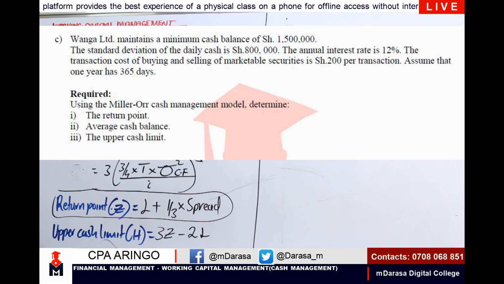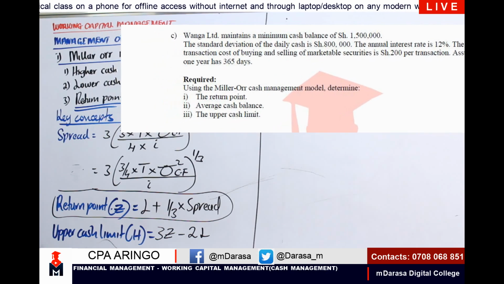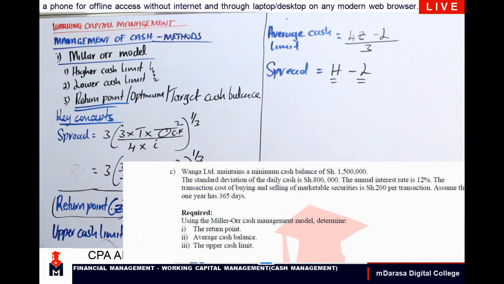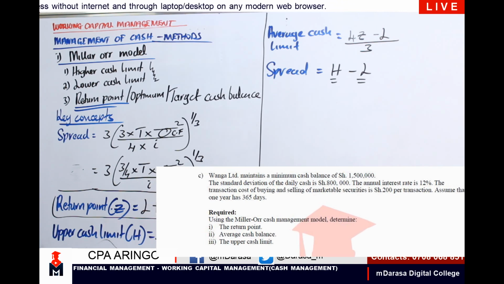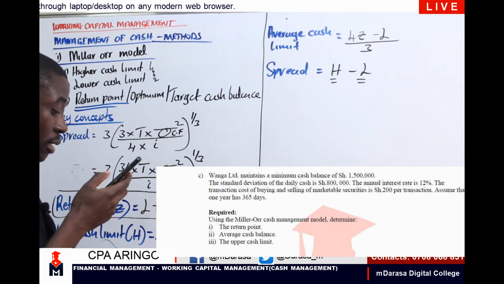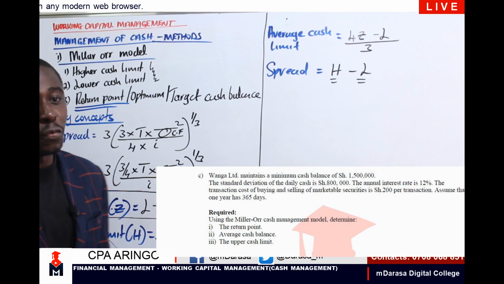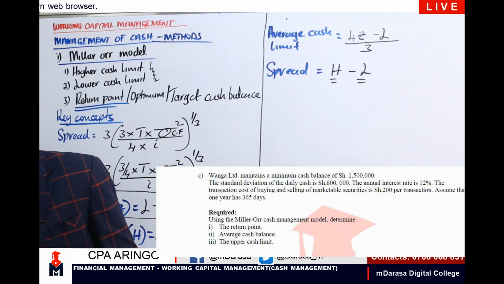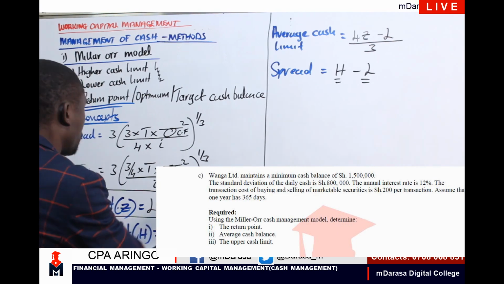Believing that you've downloaded the question, I can maintain this question of ours here, squeezing it down so that it's still visible to all of us. The first thing the examiner wants us to determine is our return point. Whenever you're given such a question, the first thing that should click at the back of your mind is the formula for determining the return point.